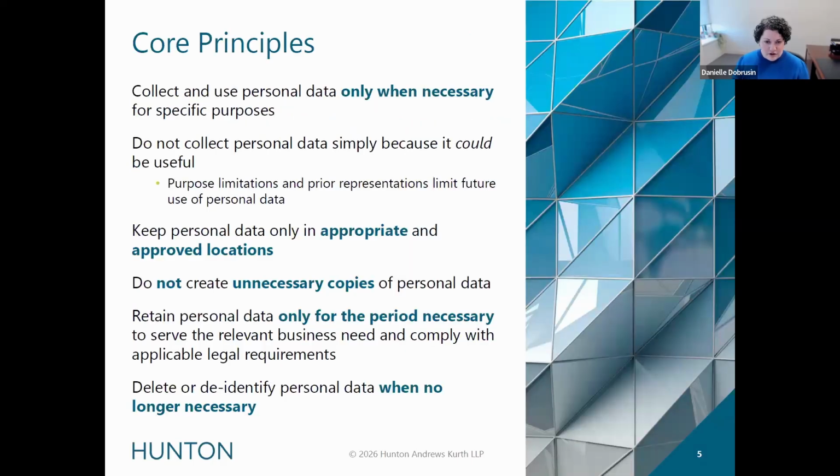I also want to run through some of the core principles of data minimization. These are the do's and don'ts for organizations. First, collect and use personal data only as necessary to accomplish an identified and lawful purpose. Relatedly, don't collect personal data just because you think it could be useful at some point in the future. For example, if someone is completing a purchase online, there's certain data you obviously need, like shipping and payment information. But it may not be appropriate to collect things like gender or demographic data in those contexts.